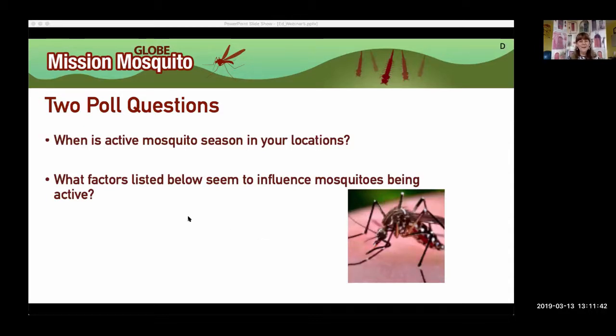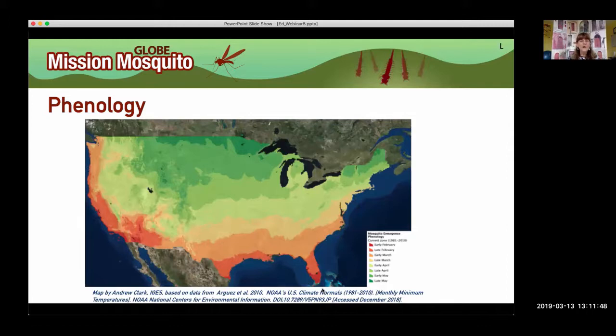And next, we're going to be hearing from Liz Burke, telling us about mosquito phenology and this new phenology guide that she has been working so hard on.